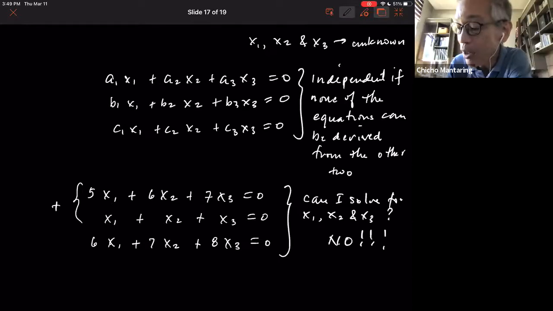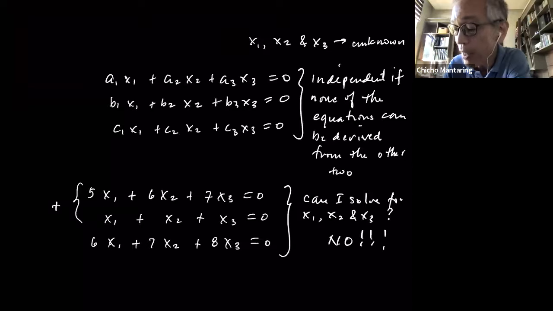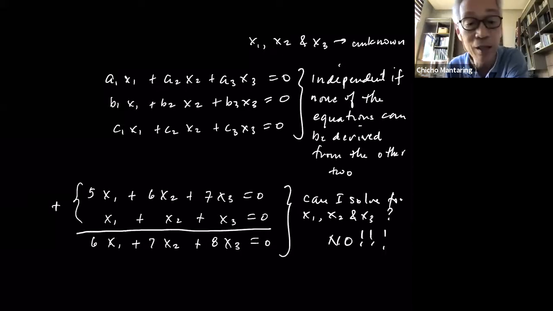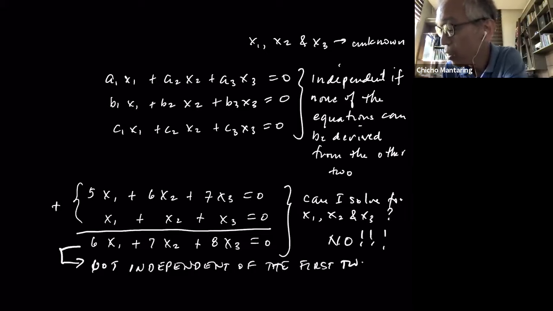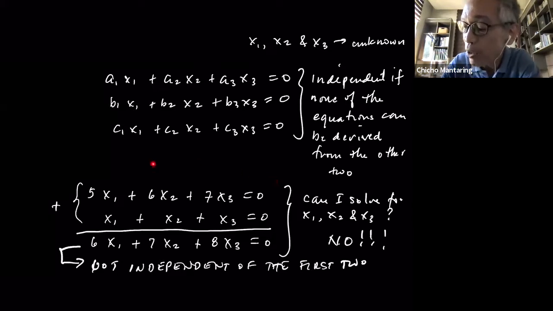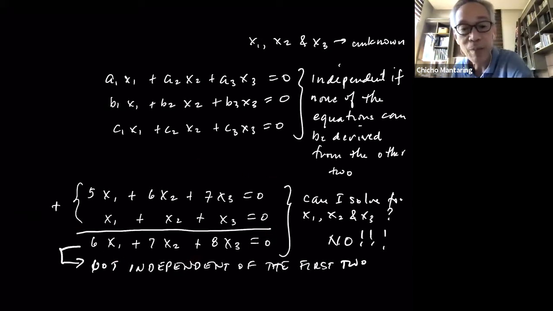Pag in-add ko yung 1 at saka 2, okay, 5x1 plus x1, that's 6x1, 6x2 plus x2, that's 7x2. No? If I add 1 and 2, I'm going to get the third. Meaning to say, this is not independent of the first two. So kung subukan mong ipasok to sa calculator nyo at isolve, sasabihin ng calculator nyo, you don't have a set of independent equations. Yung first two equations mo are independent, but the third is not independent of the first two.